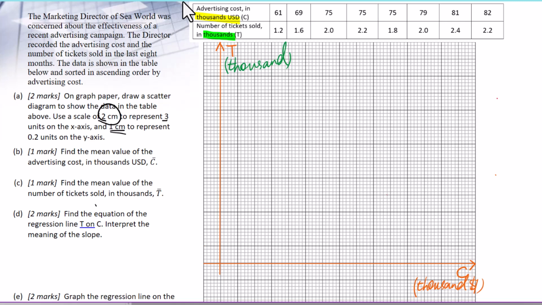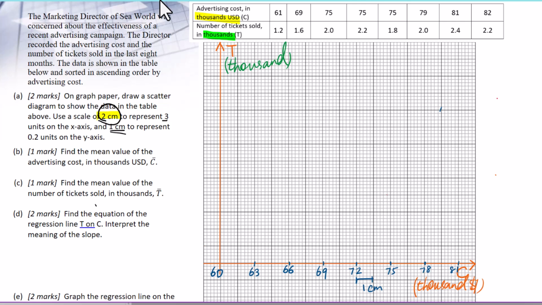Advertising cost is from 61 to 82. 2 centimeters to represent 3 units on the x-axis. We can start it from 60, not 0. From here to here, it's 1 centimeter. 2 centimeters represent 3 units. 63, 66, and so on.